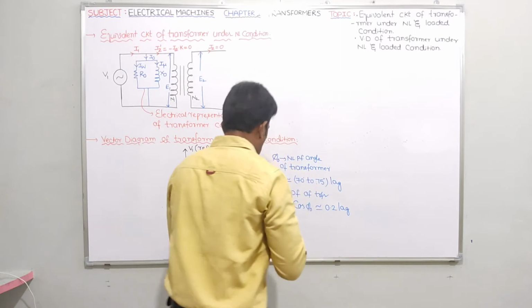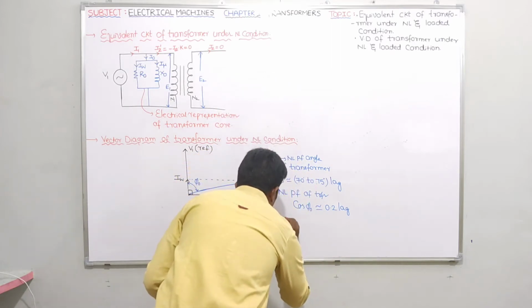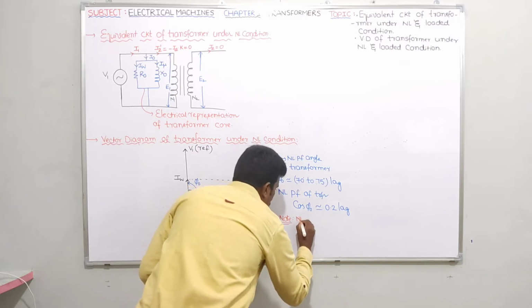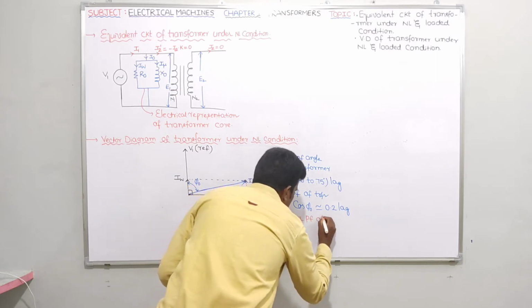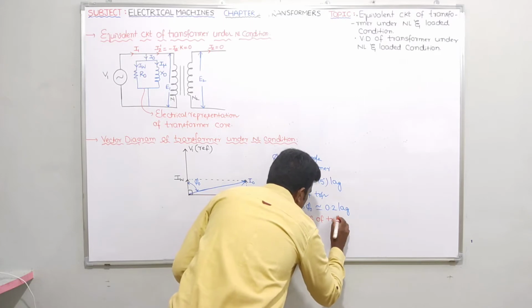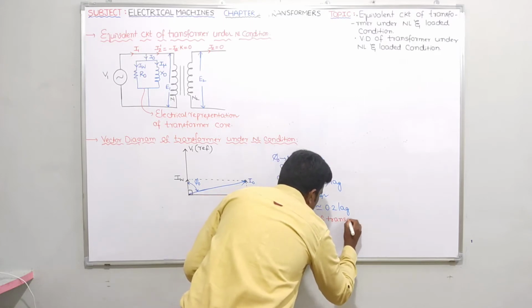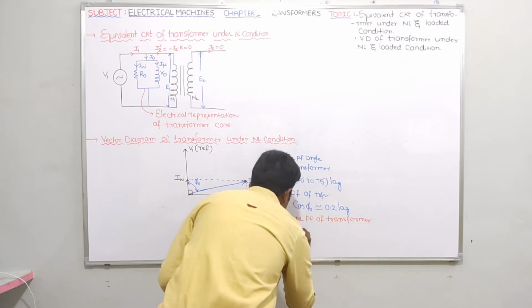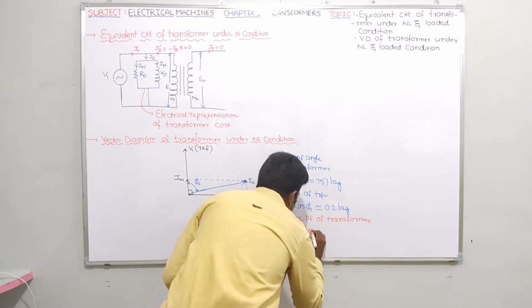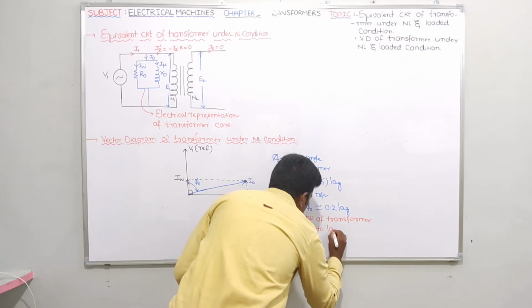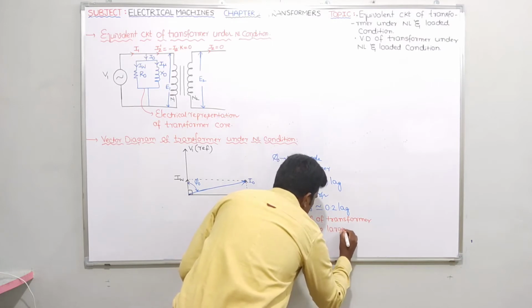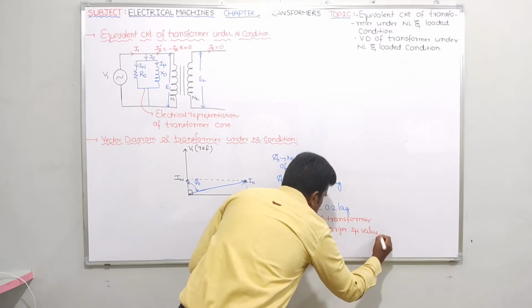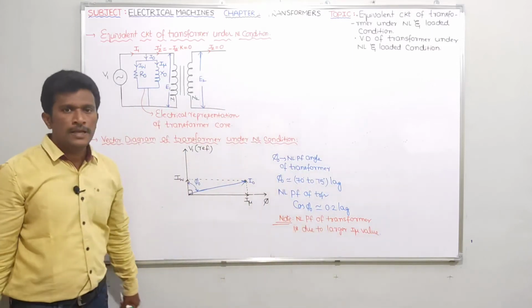So let me write it as a note. Yeah, I can write like this. No load power factor of a transformer is less due to larger Iμ value. Is it clear, guys?